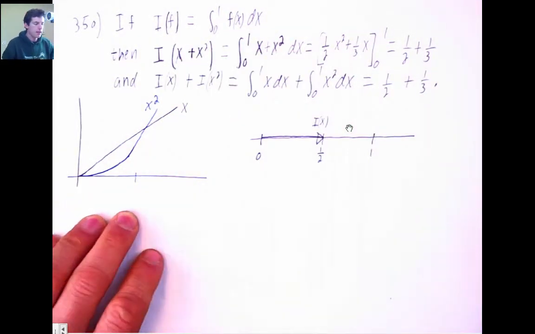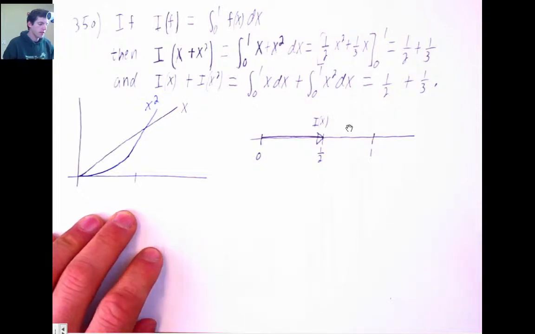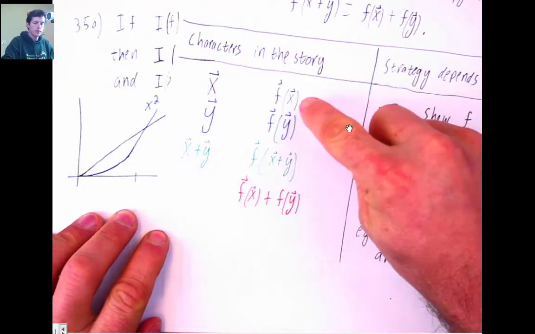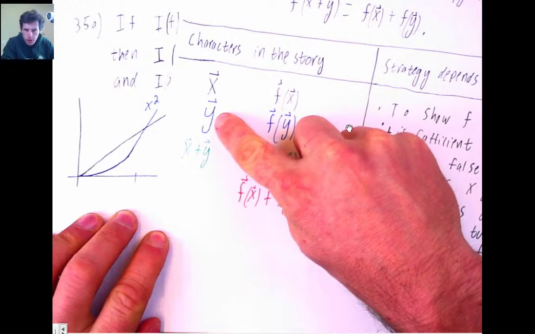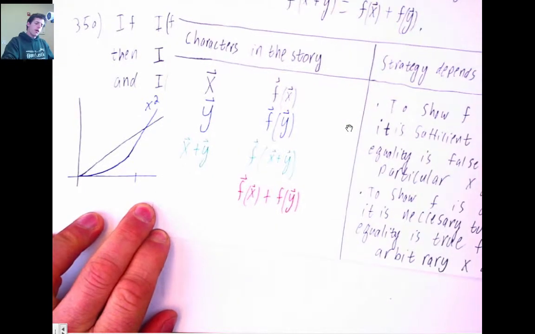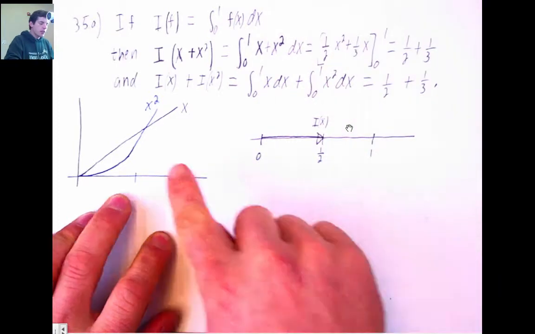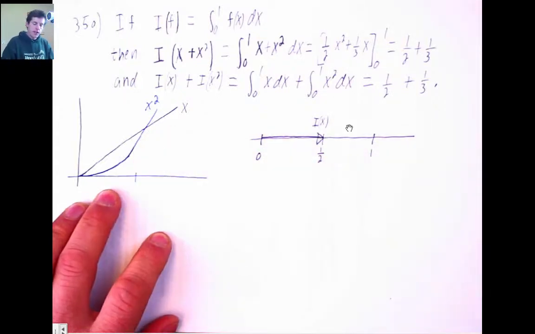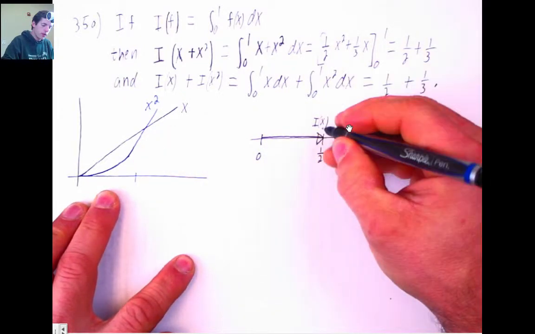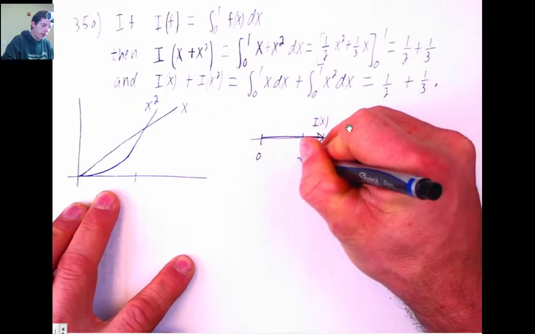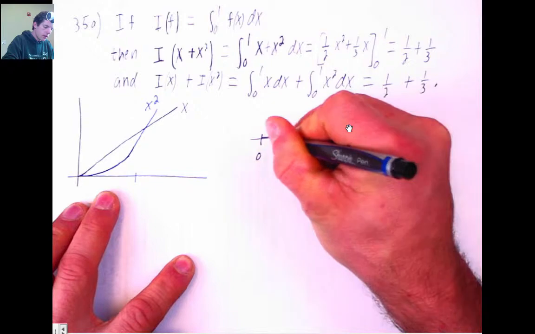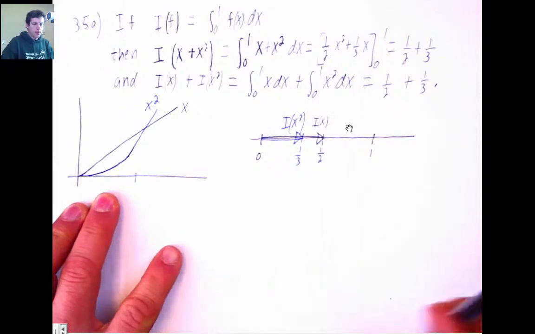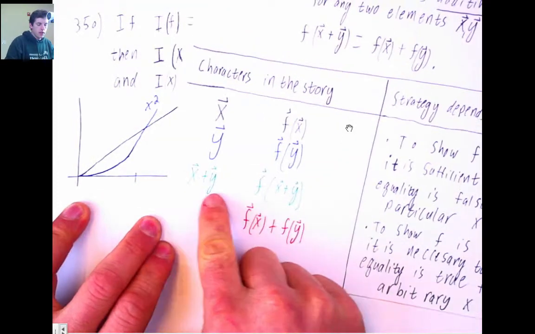Those are the two things that I would call the vector x and the vector y, in blue. And again, I hope those colors are coming through. And I'll draw the image of them under this function I. I takes x to 1/2 and I takes x squared to 1/3. Well, that's slightly less, so here's 1/3, and here is I of x squared.